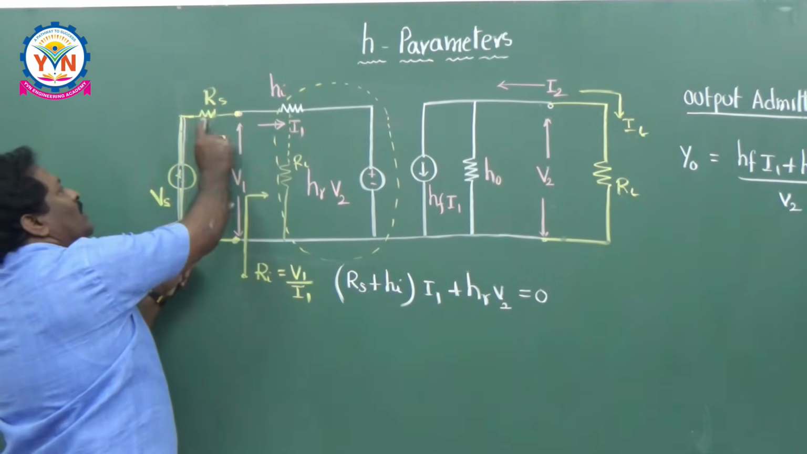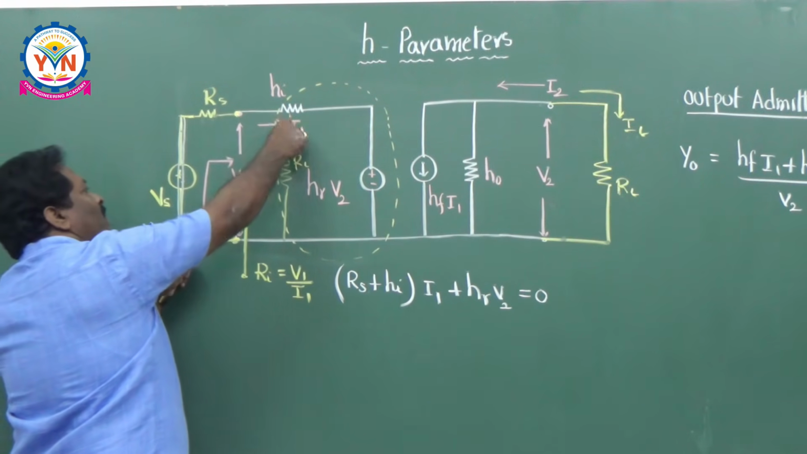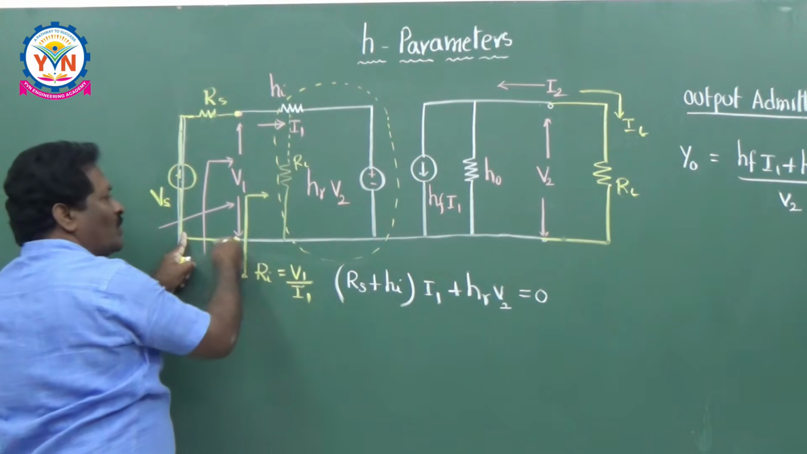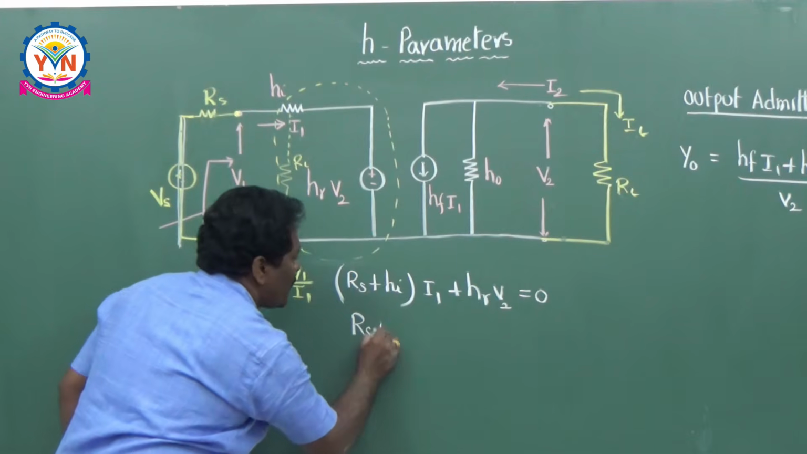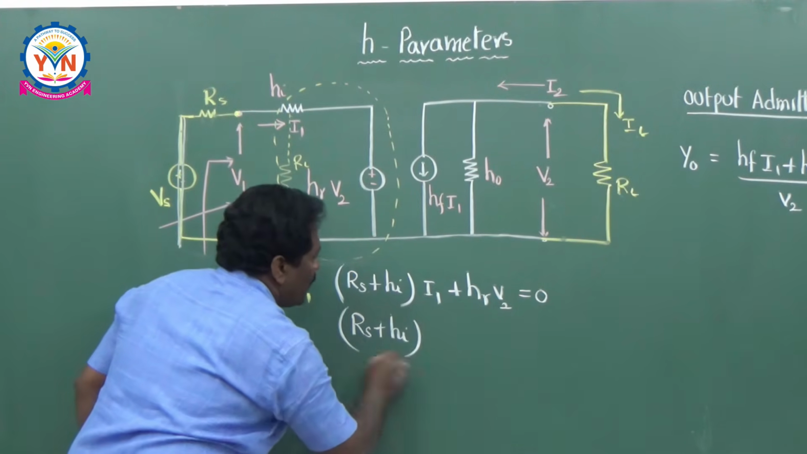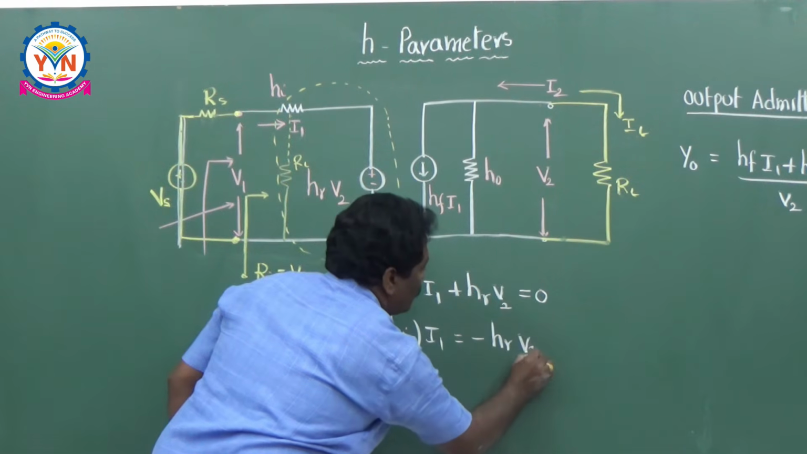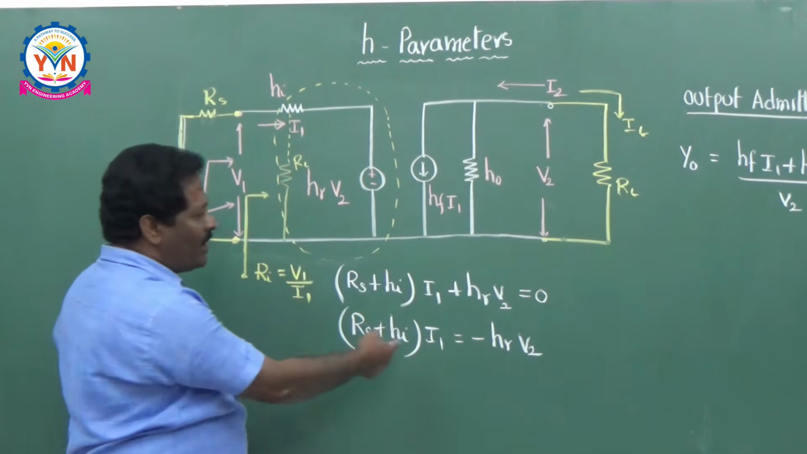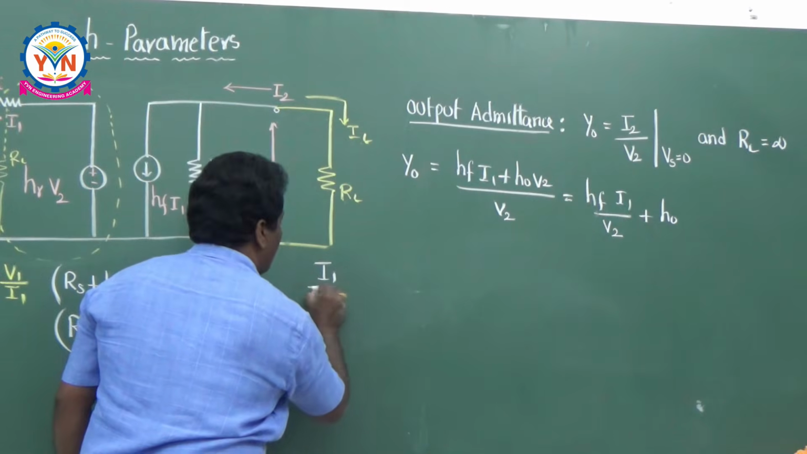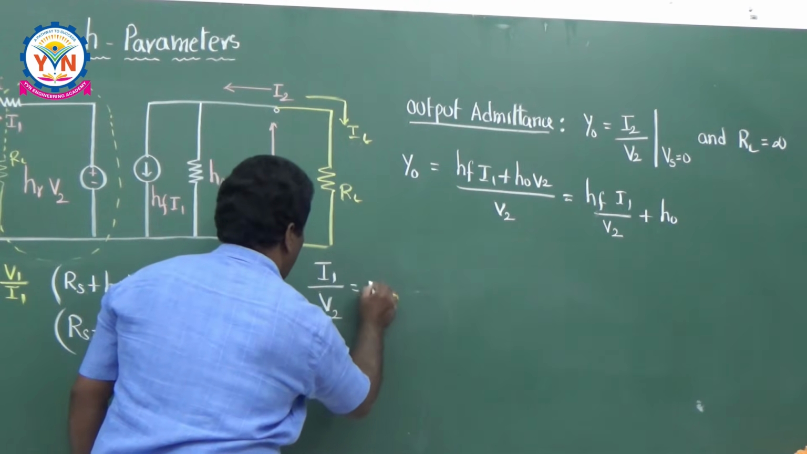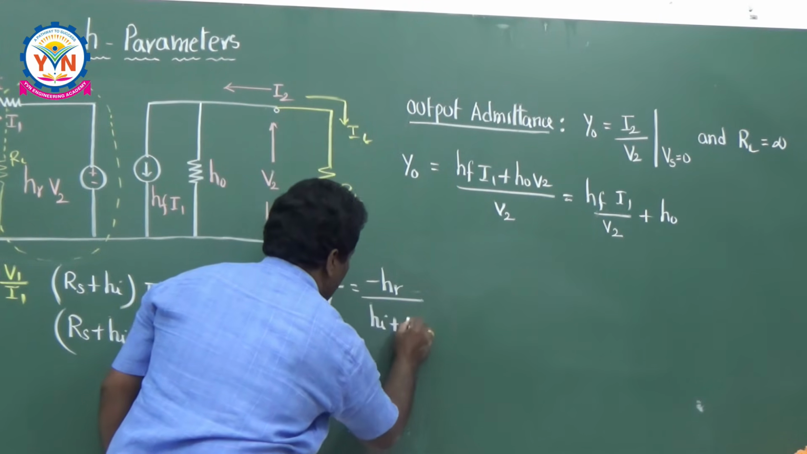RS plus HI, both are resistances, and they are in series. RS plus HI into I1 plus HR times V2 is equal to 0. From this I can write RS plus HI into I1 is equal to minus HR into V2. What I require here is I1 by V2. Therefore, I1 by V2 is equal to minus HR by HI plus RS.